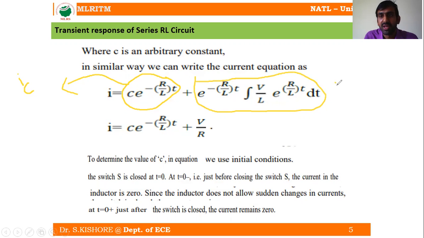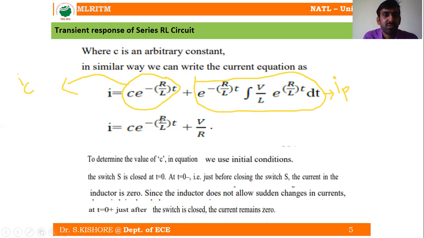So in terms of I, we can write the particular integral as IP. Now, using the initial conditions and solving this equation, we arrive at the final expression: I is equal to C into e power minus R by L into T, plus V by R. How we came across this equation is the question here.